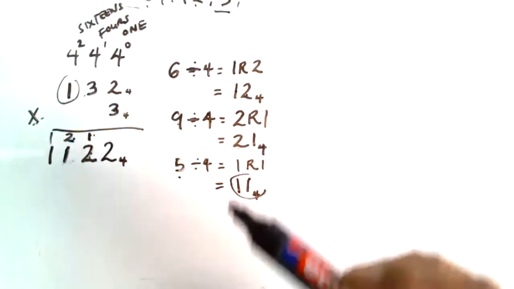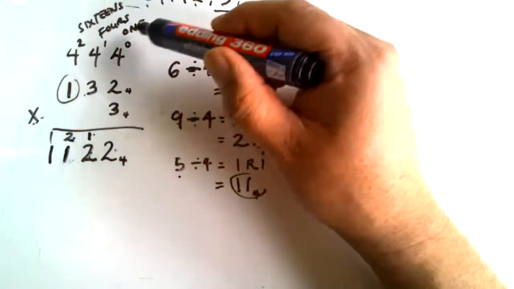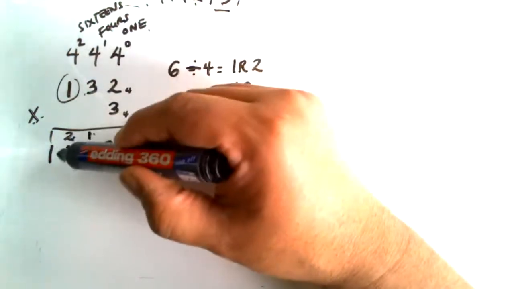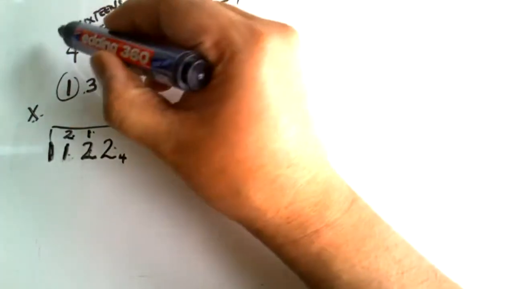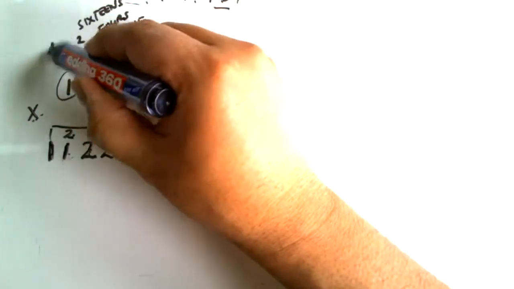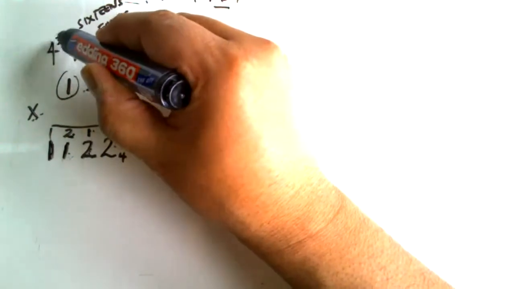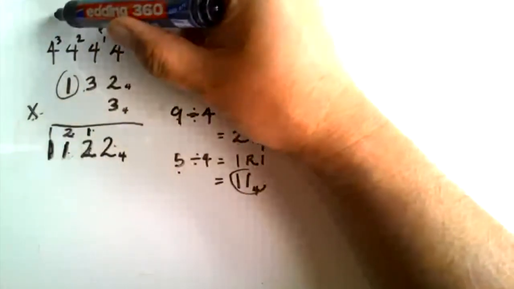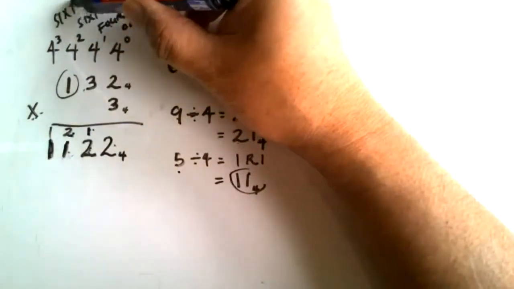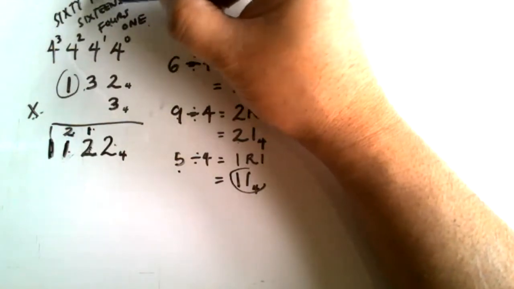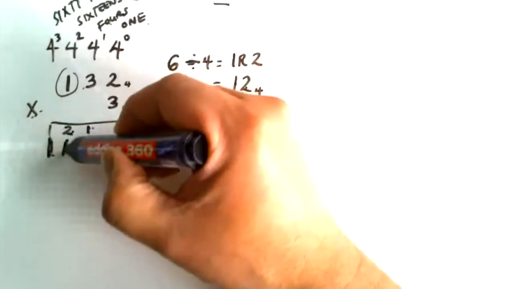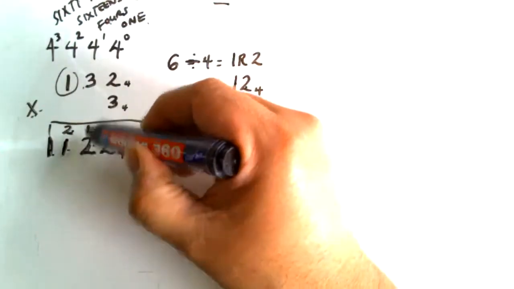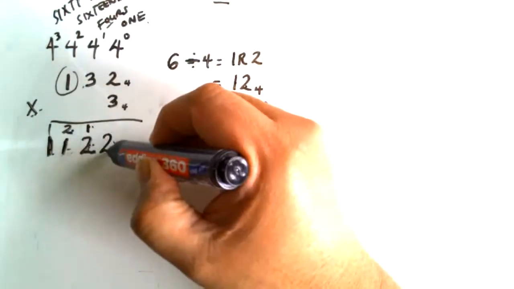Now, in here, this means 2 ones, 2 fours, 1 sixteen. What does the next one represent? It's essentially 4 groups of 4 times 4, which is 64. So it'll be 1 sixty-four, 1 sixteen, 2 fours, and 2 ones.